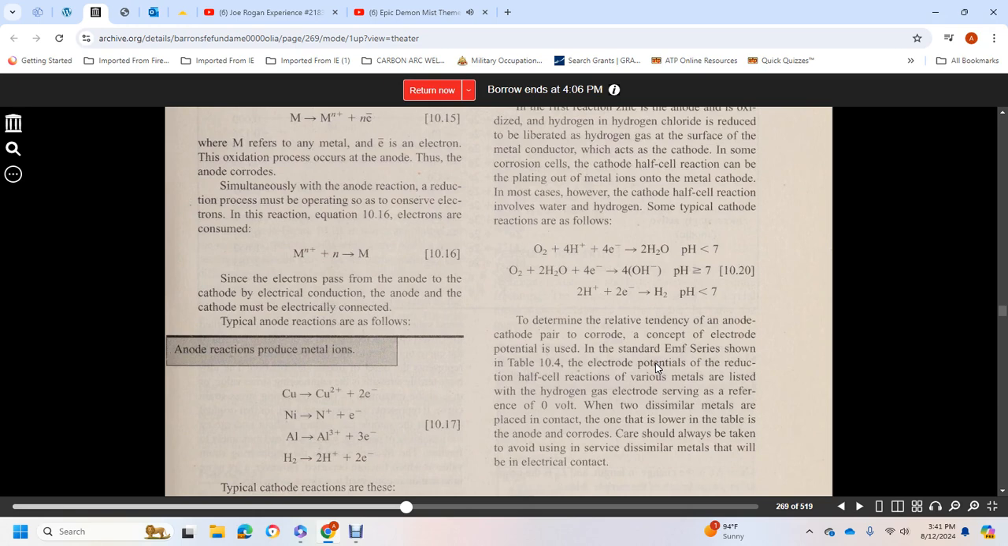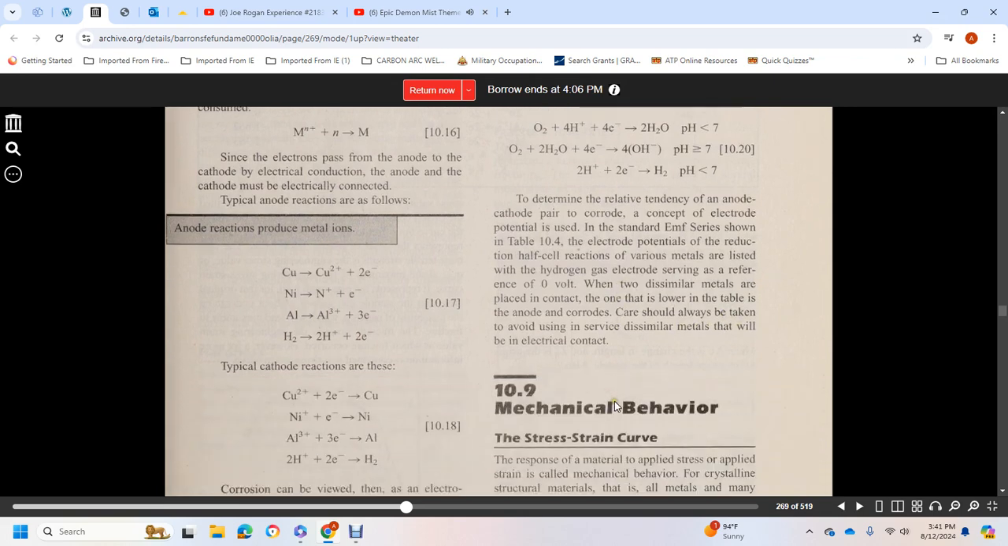The electrode potential is for the reduction half-cell reaction. Various metals are listed, with the hydrogen gas electrode serving as the reference at 0 volts. When two dissimilar metals are placed in contact, the one lower in the table is the anode and corrodes. Care should also be taken to avoid dissimilar metals that will be in electrical contact.